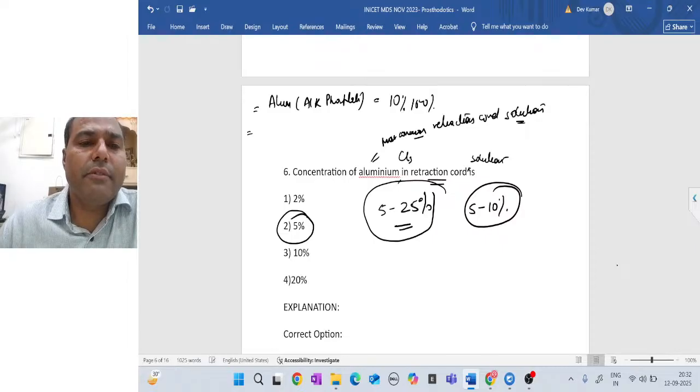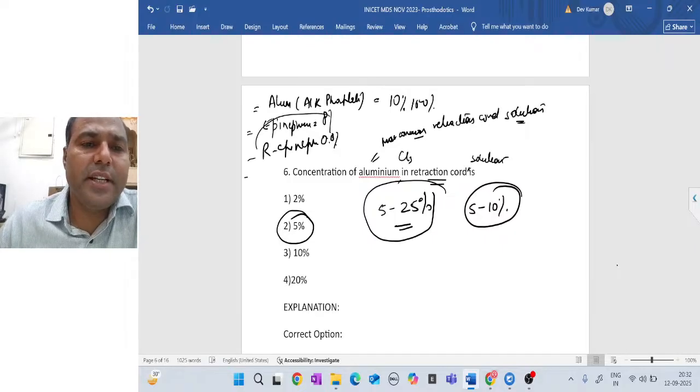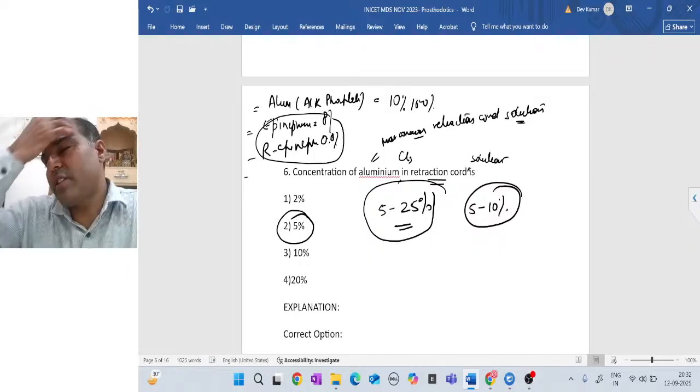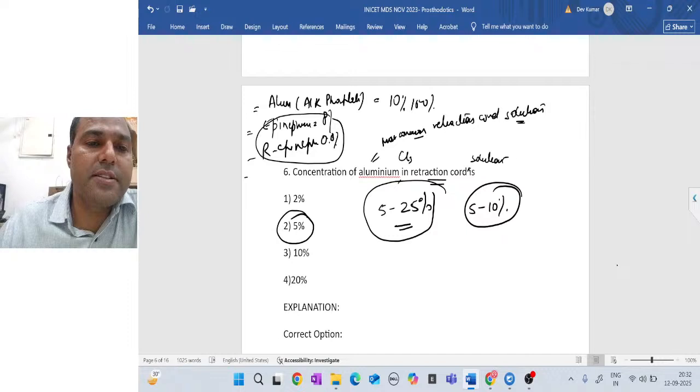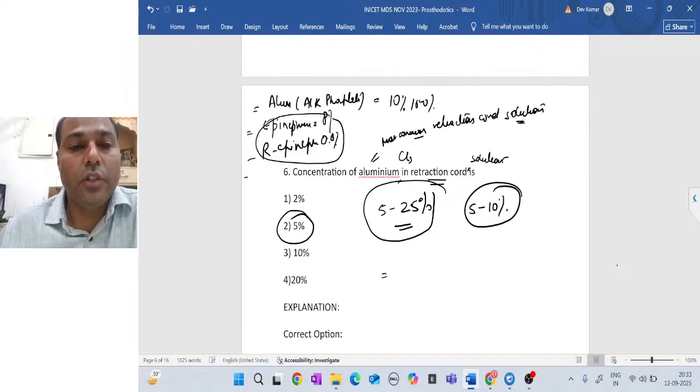We can have epinephrine, we can have racemic epinephrine, 8% and 0.8% racemic epinephrine. These epinephrines are vasoconstrictors and are not to be used in cases of hyperthyroid and cardiovascular disease patients. Okay, I've told you aluminum chloride is the most commonly used solution.